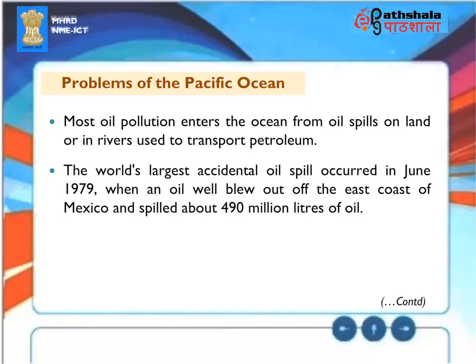The world's largest accidental oil spill occurred in June 1979 when an oil well blew out off the east coast of Mexico and spilled about 490 million liters of oil.